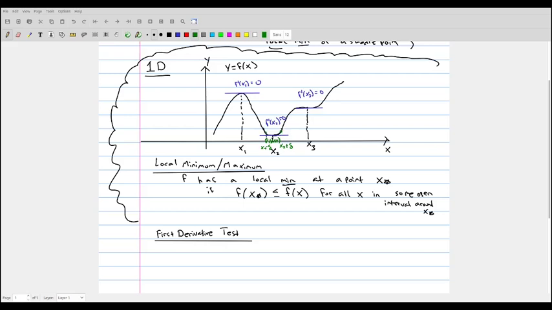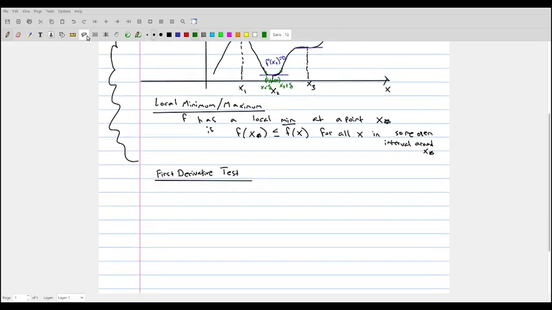For any point in this interval, x, f of x is always going to be greater than the value at x2. So that's why x2 is a local minimum. You have the exact same definition, in some sense word for word, defining a local maximum, only the inequality becomes reversed.